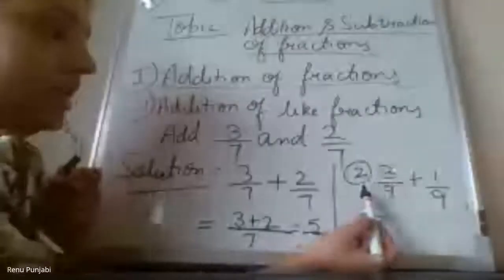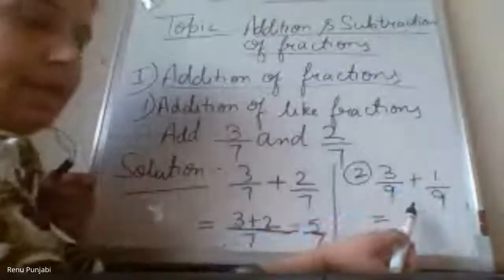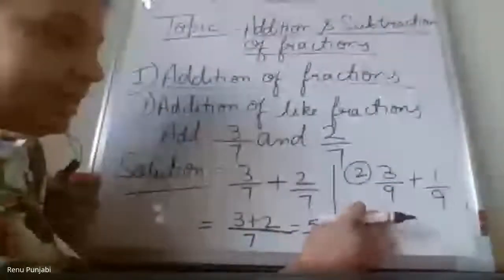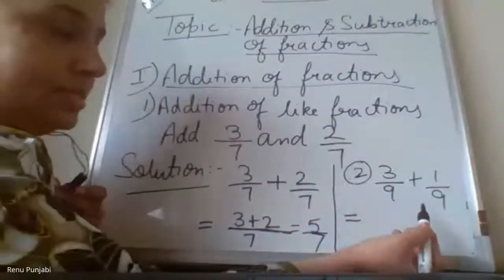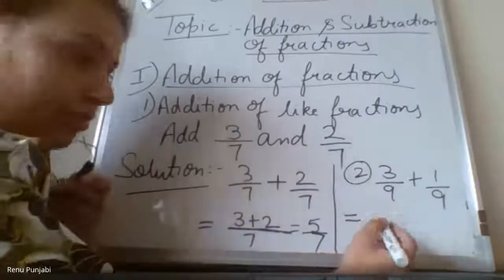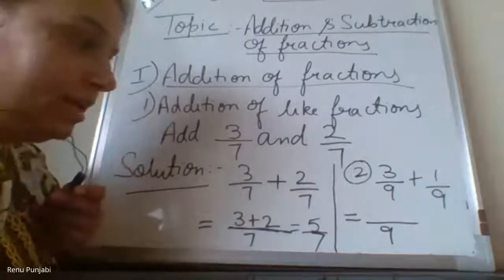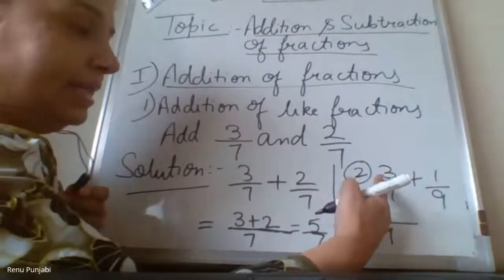The second is 3 upon 9 plus 1 upon 9. This is the second example. Here also you can see the denominators are the same. We take the common denominator which is 9 and we just simply add the numerators. 3 plus 1.